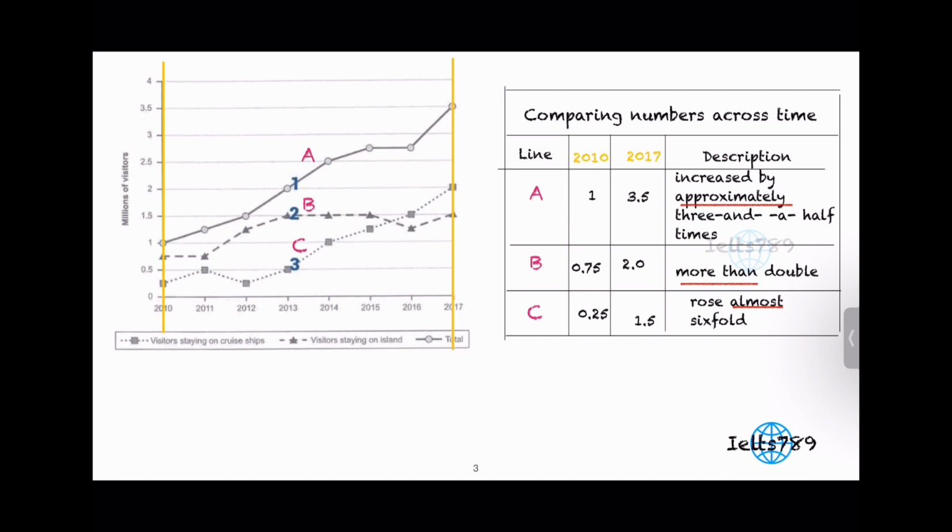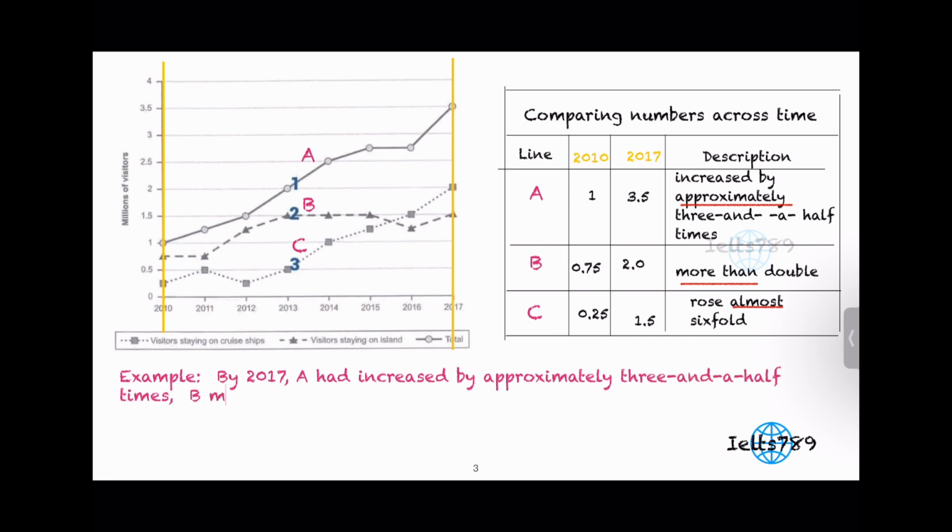Look below and you'll see an example. By 2017, A had increased by approximately 3.5 times, B more than double, and C almost sixfold from their 2010 totals.